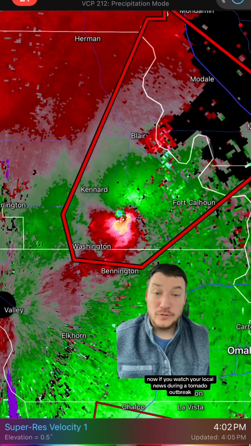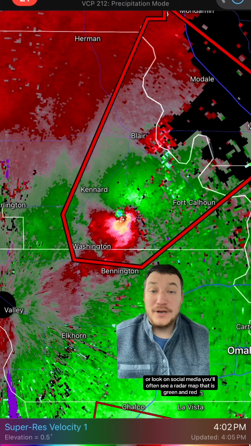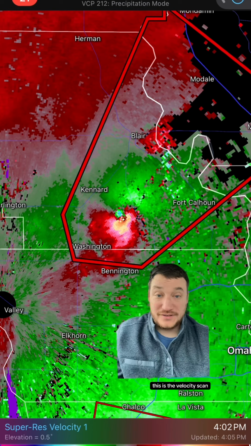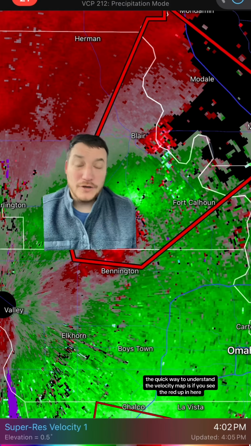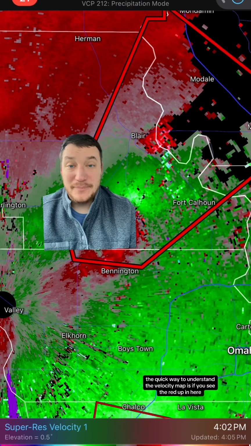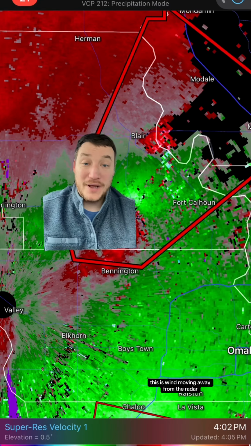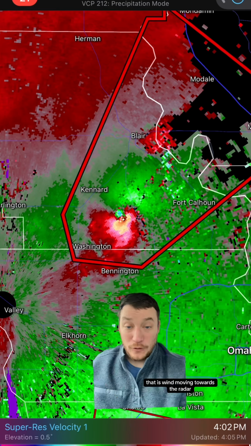Now, if you watch your local news during a tornado outbreak or look on social media, you'll often see a radar map that is green and red. This is the velocity scan. It's the wind that is moving away and towards the radar. The quick way to understand the velocity map is if you see the red up in here, this is wind moving away from the radar. If you see the green down here, that is wind moving towards the radar.